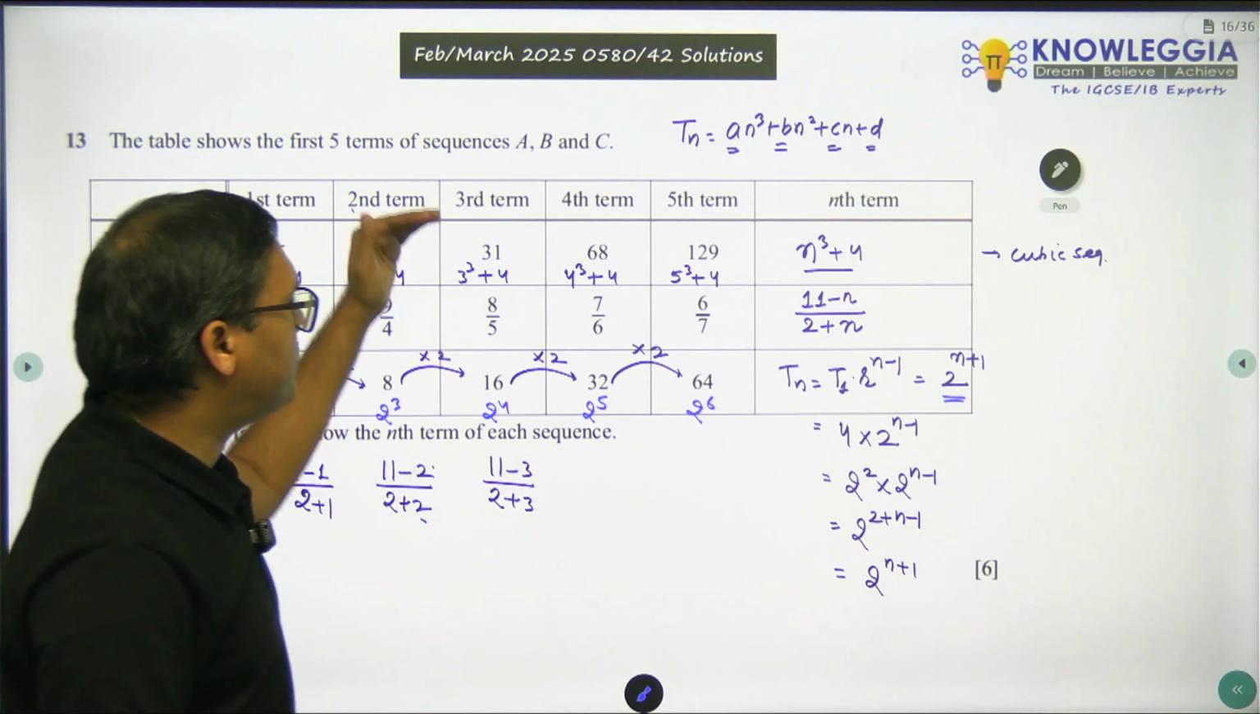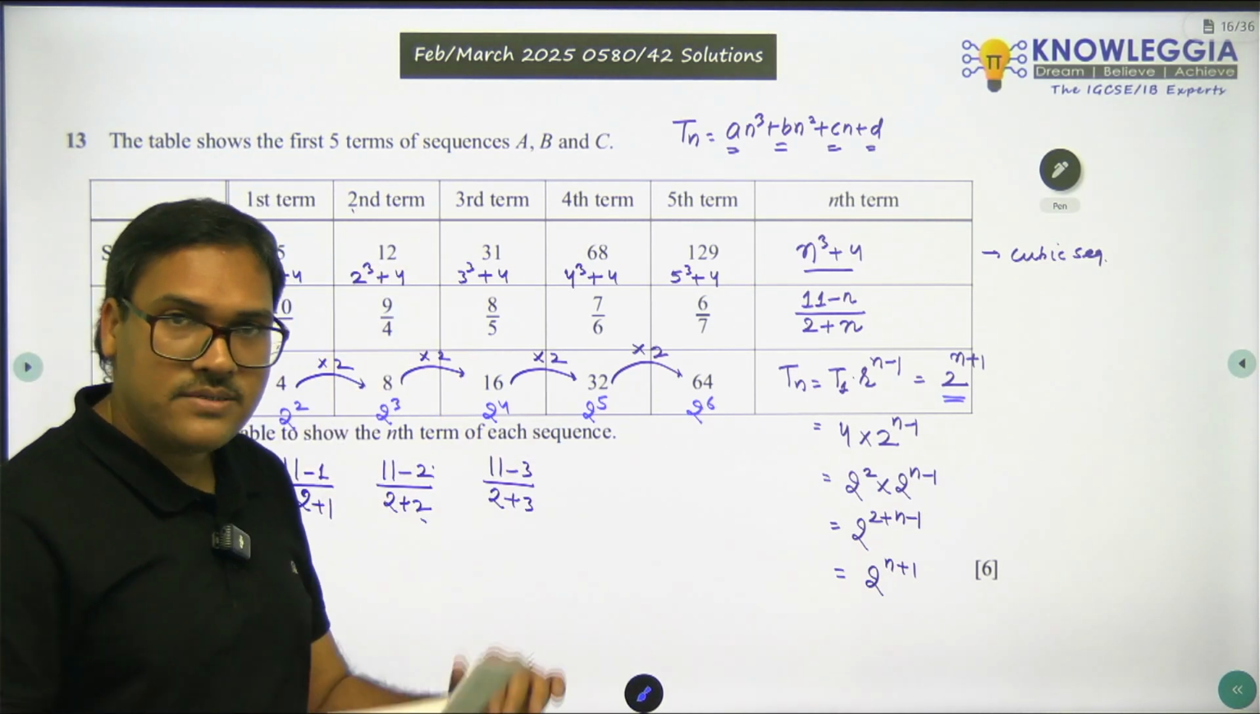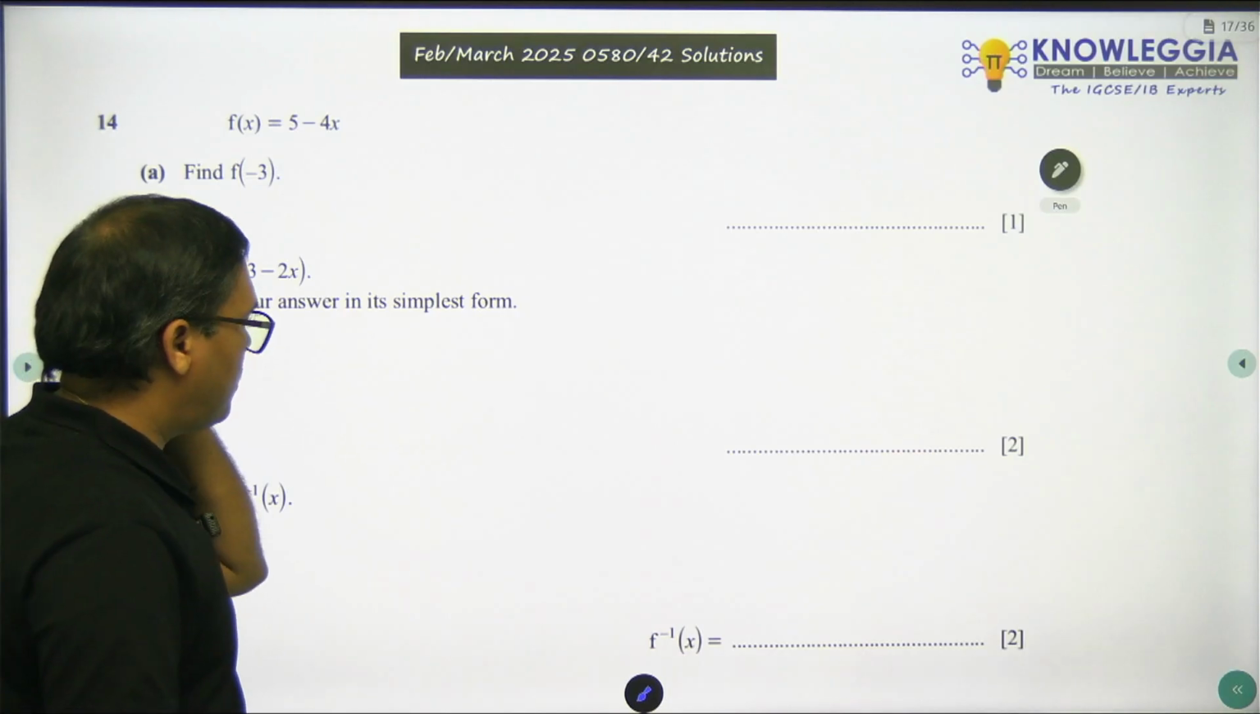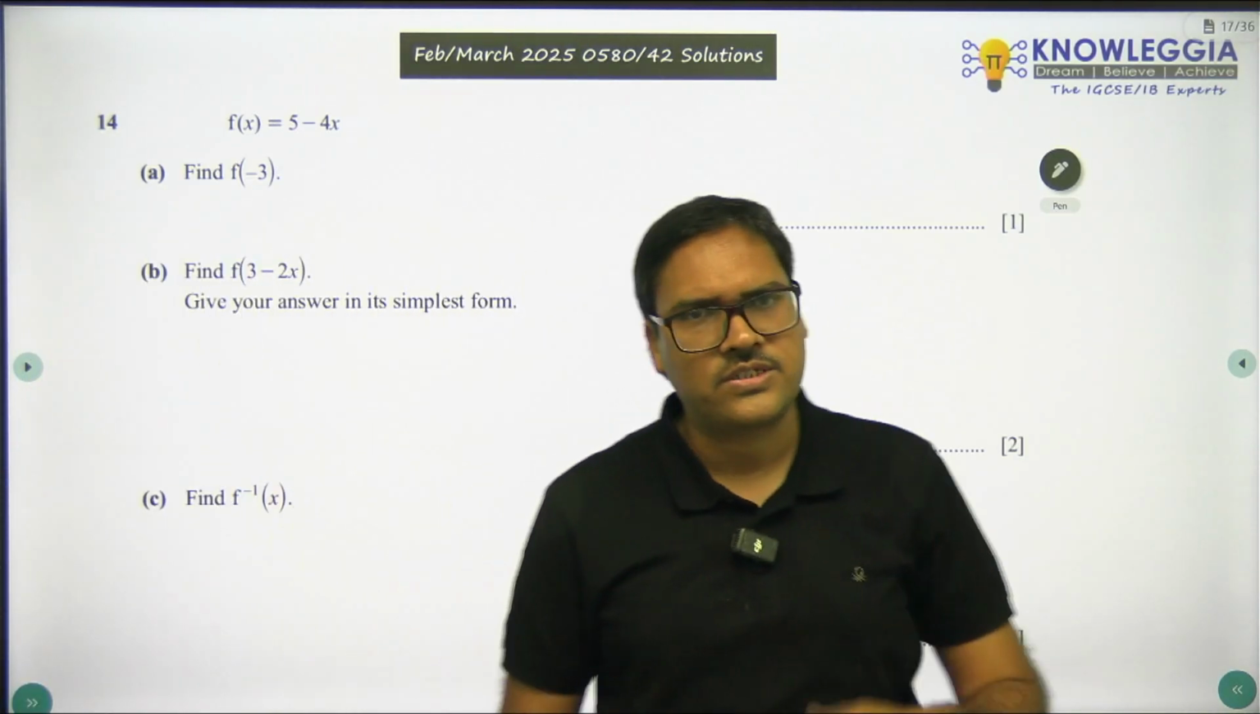Okay. So I hope this is clear how you got the patterns and got the secret. Okay. So now the questions on functions. So now how to solve questions on functions?